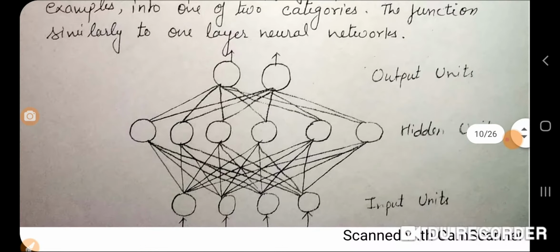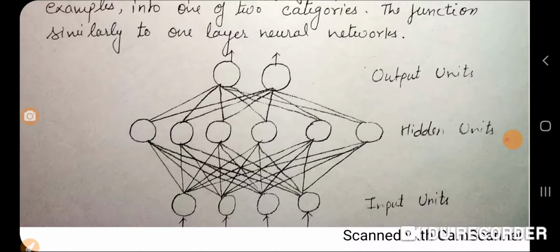This is machine learning, the neural network algorithm. It consists of three layers: the input layer, the hidden layer, and the output layer. The input is given by you, the output is given by the system to you, and the hidden layer is hidden. You cannot see what happens in between.